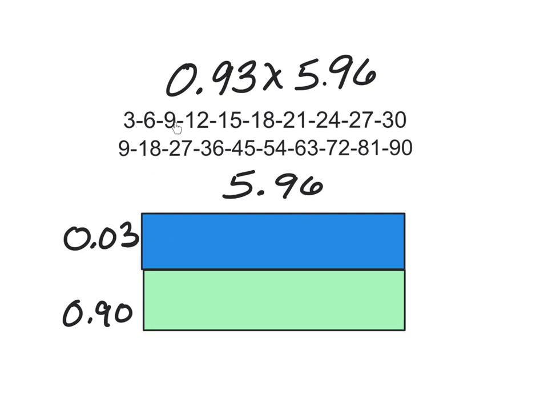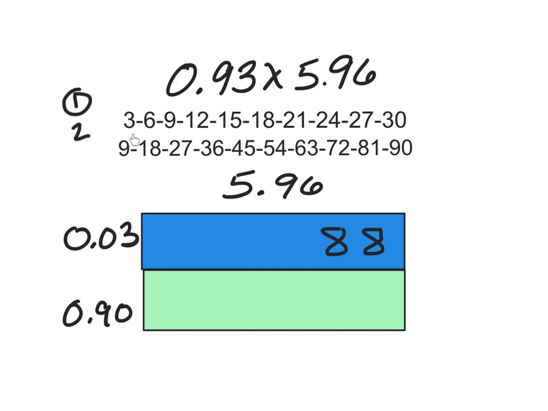1, 2, 3, 4, 5, and 6 is going to give you 18. Drop your 8 and carry your 1. Drop that 8, carry that 1, and move along. 3 times 9. 1, 2, 3, 4, 5, 6, 7, 8, and 9 gives you 27. Plus this 1 here will give you 28. You're going to drop your 8, carry your 2, and move along.